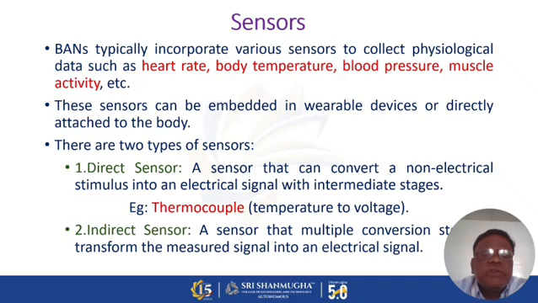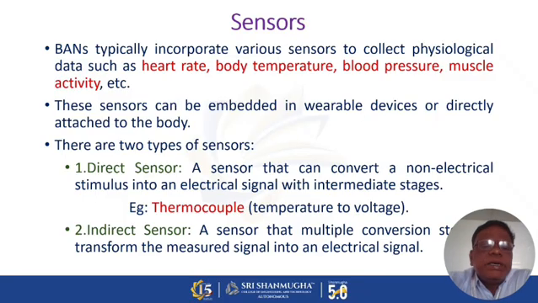So in the first case, the sensor, all of us know the sensor. The sensor senses information or gives the signal to that particular location. In this case, a body area network typically incorporates various types of sensors to collect physiological data such as heart rate, body temperature, blood pressure, and muscle activities, etc. These sensors can be embedded in wearable devices or directly attached to the body.